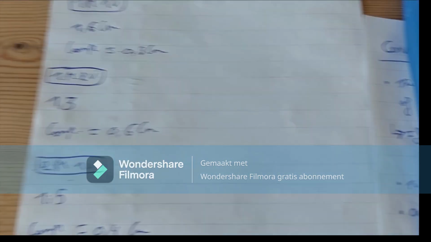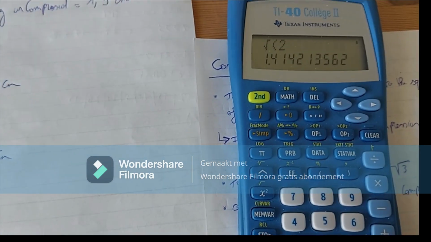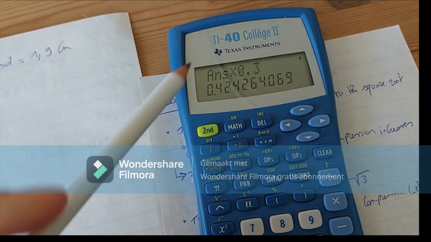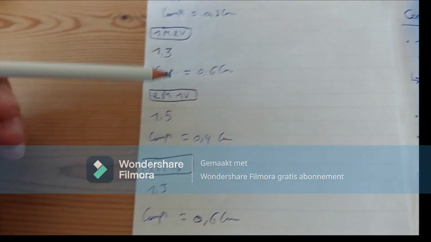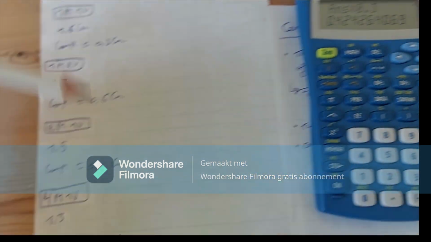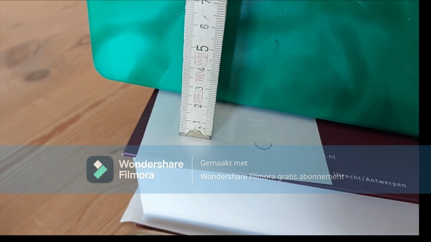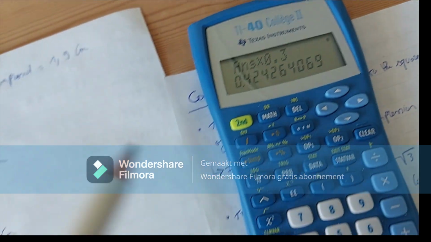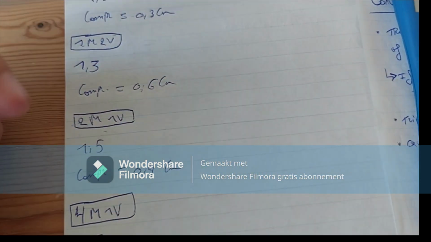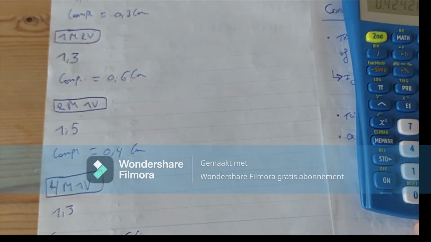So again, the square root of 2 is 1.41 times 0.3, the initial compression, which gives us 0.42. My result for the two mass, one velocity is 0.4, and the prediction is 0.42, which is very close, of course. Now, of course, on the ruler, from the perspective of the camera lens, it's very difficult to see smaller decimal numbers. So 0.4 is the best I could see, but still extremely close to the prediction.